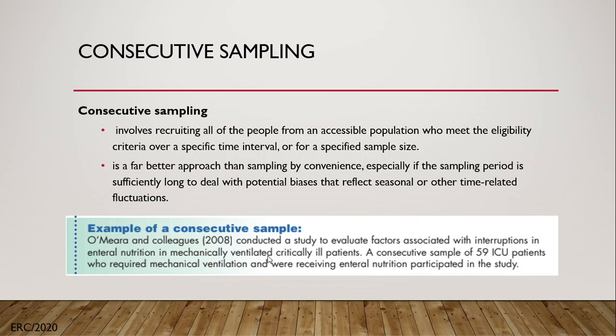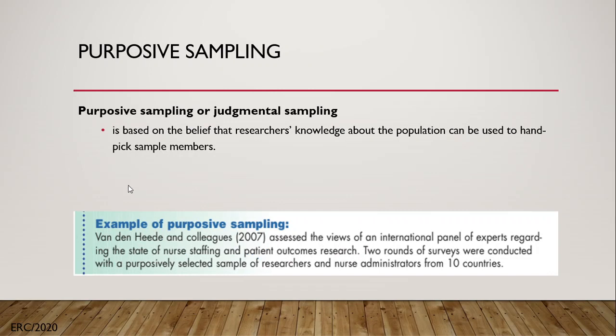Di ba meron tayong characteristics or meron tayong set na guidelines. Like, eto, ang sabi dito dun sa kanilang study, dapat nasa mech vent, and number 2, they are receiving enteral nutrition. So, after setting the number of samples, ang kanyang naging respondents o kanyang naging samples, okay, are the 59 ICU patients who have received enteral feeding or nutrition, and number 2 is nakakabit sila sa mechanical ventilation. Okay? So that's it. Okay, purposive sampling naman.